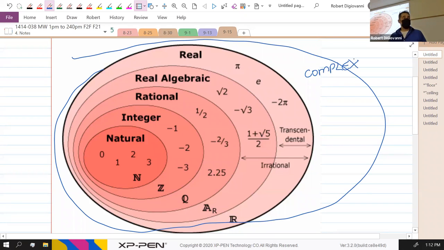And we do not study those. We don't study them here. If you take calculus, you won't study them in calculus. You take linear algebra, you won't study them in linear algebra. Take differential equations, you won't study them in differential equations.